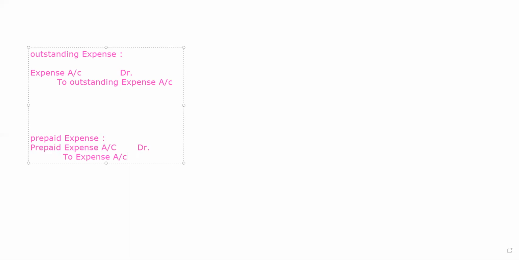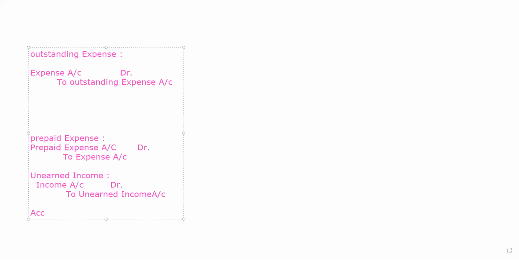So next is related to income. Unearned income is a liability for the business. So the entry will become income account debit, whatever the income it is, to unearned income, as the unearned income is a liability for the business. The income that is received in advance will become our liability.